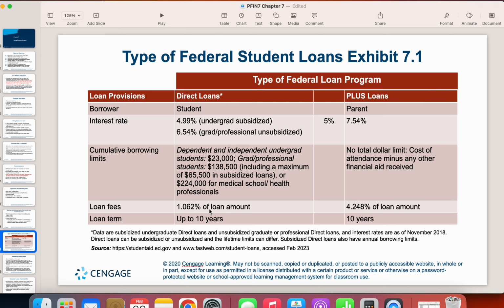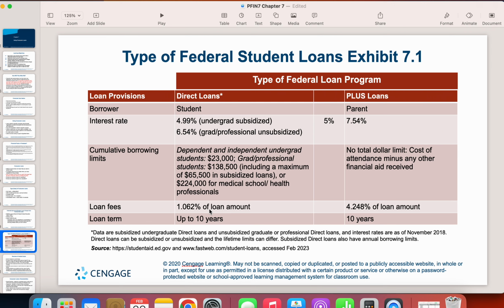Parent loans don't have a dollar limit. They're really just going to lend up to the cost of attendance minus any financial aid received. And cost of attendance can even include your housing and your food expenses. That's part of the student's budget. But do you have a parent who's willing to take out these loans for you? So that's something to think about.